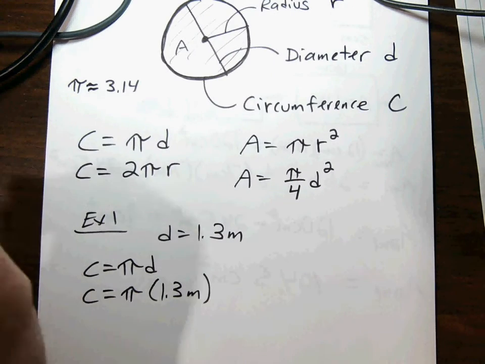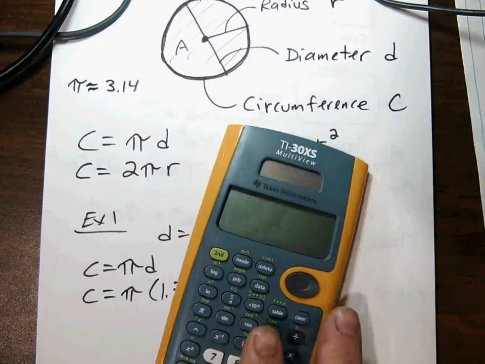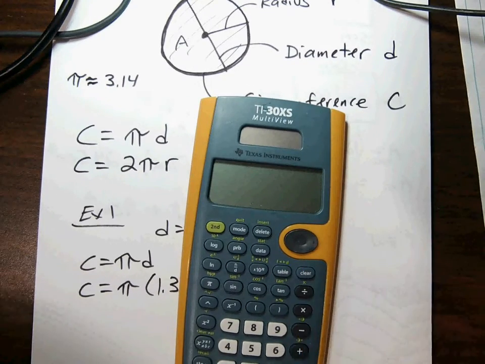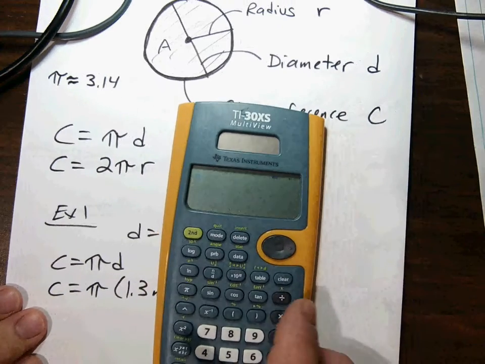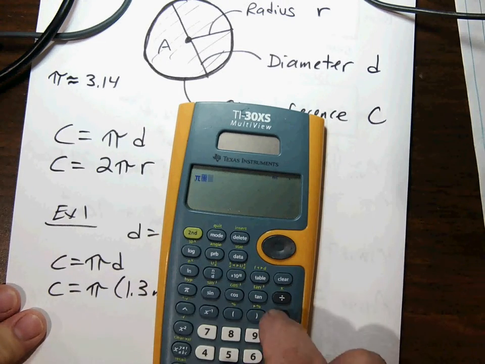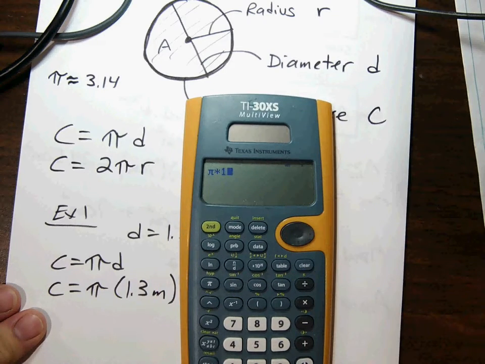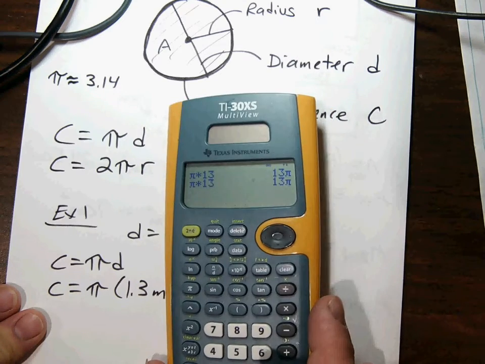I've got a couple different calculators going at my desk here, so I'll just grab the closest one. It might not match yours exactly, but that's okay. We need to find our pi button. Mine's right there, so pi times 1.3 equals, oh come on, 13 pi. That's not what I wanted.